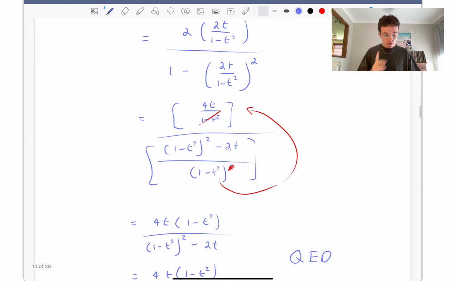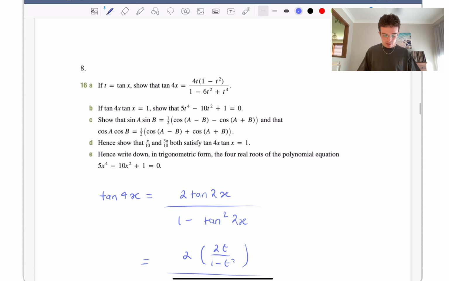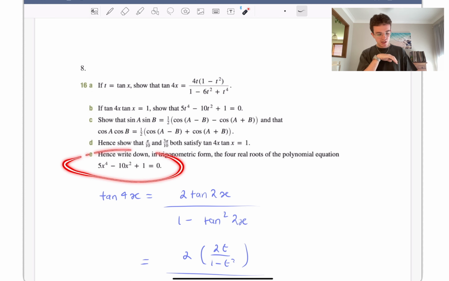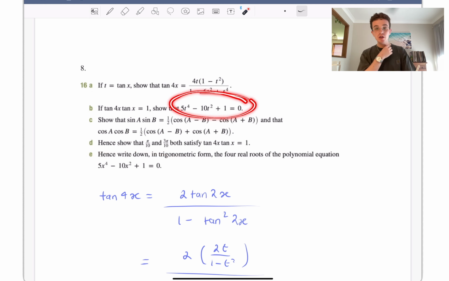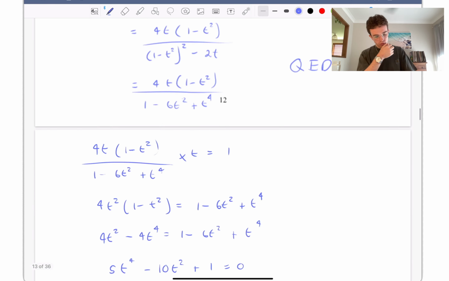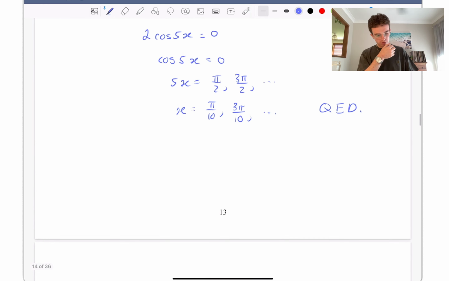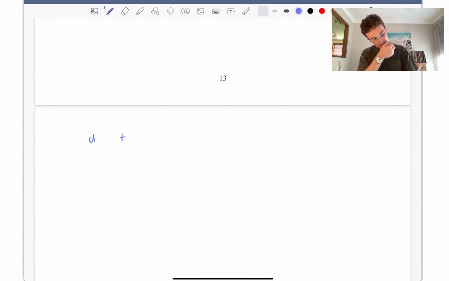Okay, last question says we have to write down the 4 real roots of this polynomial equation. Now this polynomial equation we can see is exactly the same as this polynomial equation here, except we've got x's instead of t's. Now we've shown that this polynomial equation is the same as this equation here. And we've just proven that 2 of the roots of this equation are tan of pi on 10 and tan of 3 pi on 10.